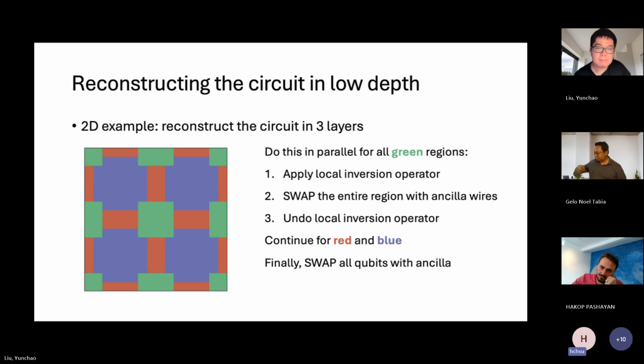Another question is, does the width of the green square matter? Does it have to be bigger than the width of the red rectangle? That's a great question, because as you can see, if the green one is too small, then the red ones will be touching each other, and that's not allowed. Okay, I see. Thank you. So actually, the green one is designed to be big enough to separate the red ones.